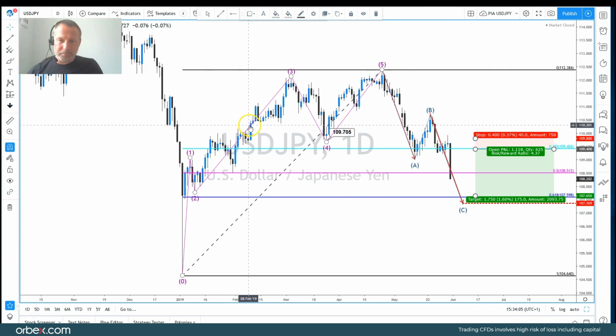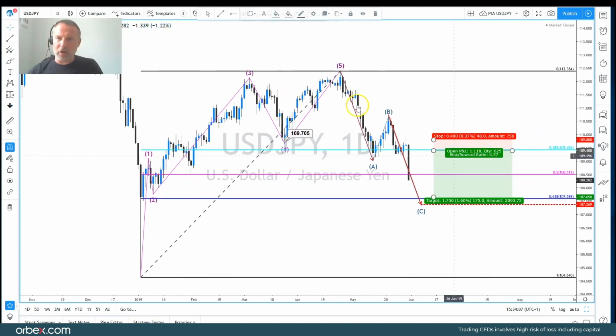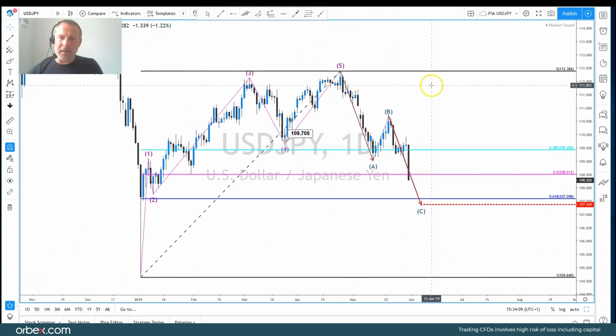Dollar yen, and again, I'm only going to show one time frame here. This is the daily chart. It looks to have completed a 5-wave bullish Elliott wave count to the downside. This move lower is very aggressive now. An ABCD formation target is at 107.36. We've got the 61.8% Fibonacci pullback level at 107.60.